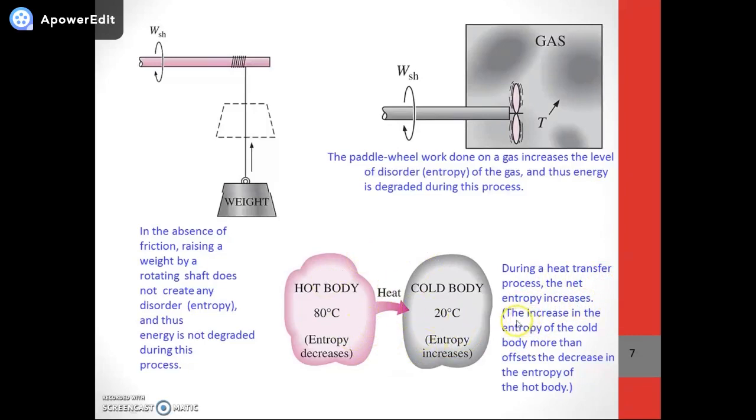Why? Because the increase in the entropy of the cold body more than offsets the decrease in the entropy of the hot body. So for the cold body, the entropy increases, and for the hot body, the entropy decreases during this transfer of heat.